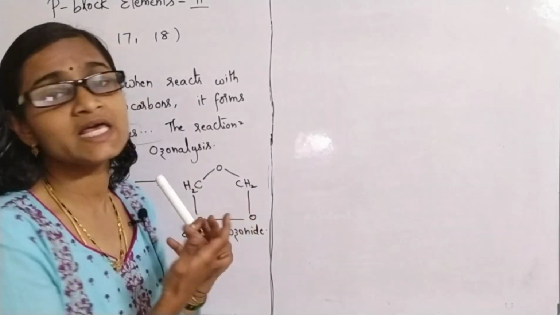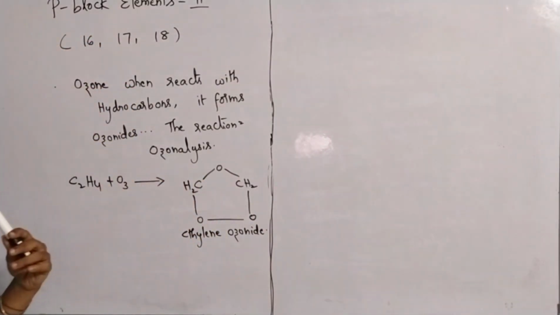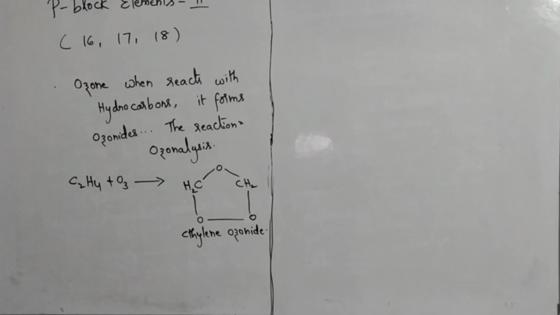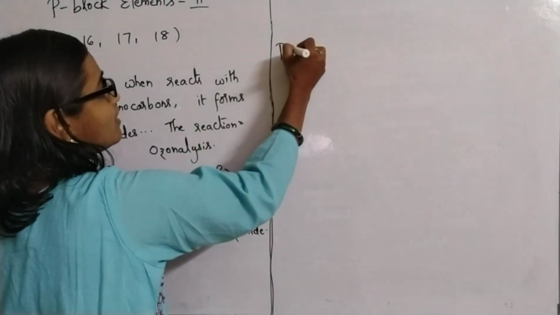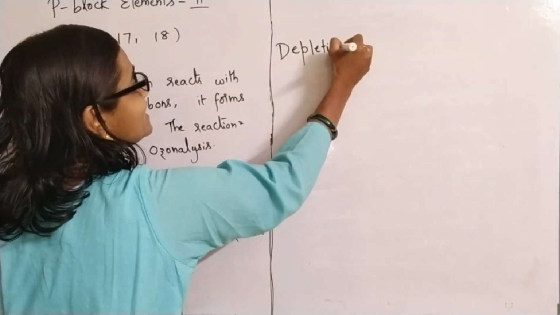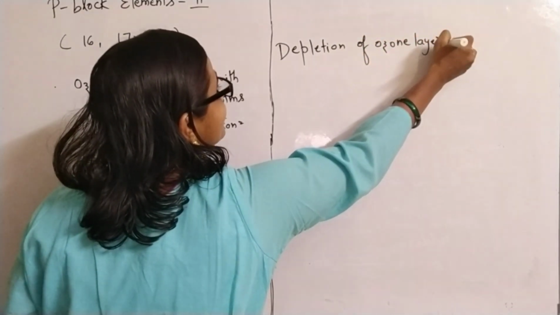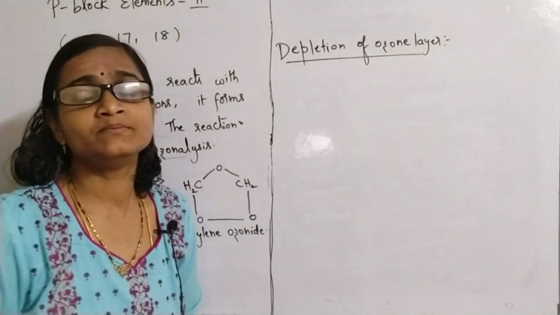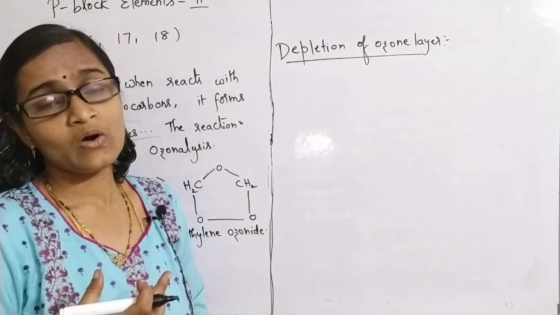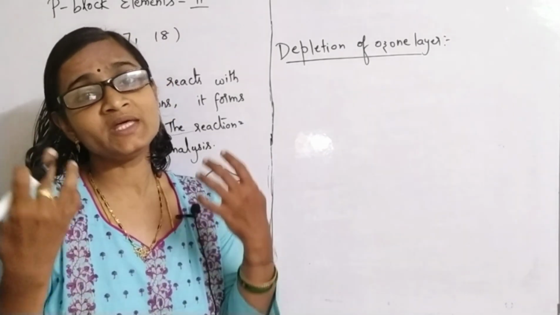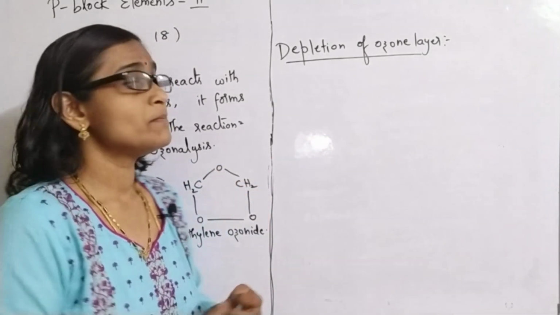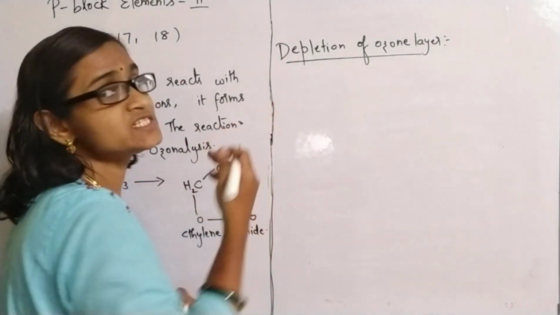So here why am I saying about them? Certain pollutants like CFCs, chlorofluorocarbons, also lead to the depletion of the ozone layer. What is meant by depletion? You are observing holes formed on the ozone layer. Because of that reason, global warming is increasing. Why is it happening? Because of the release of certain aerosol sprays we are using.